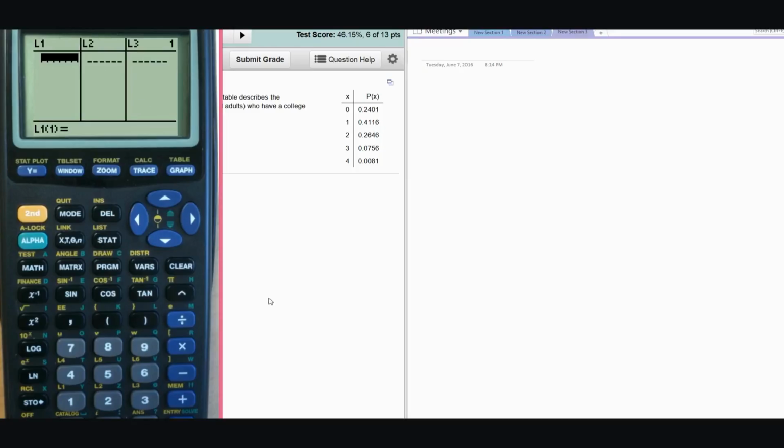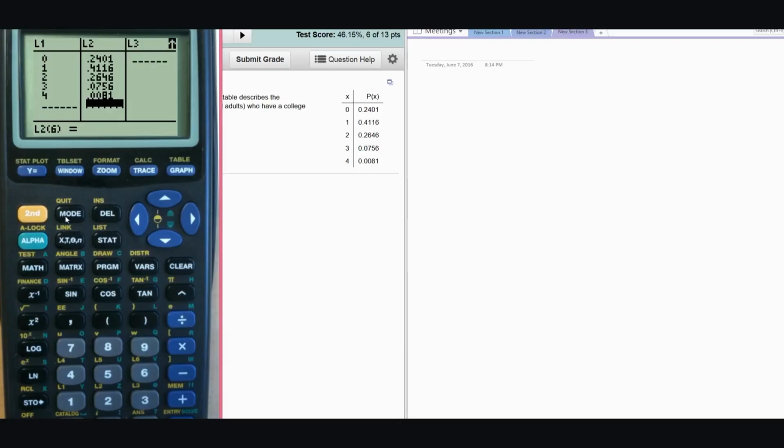And we're going to put the X values in L1. So 0, 1, 2, 3, and 4. And then we're going to put the P of X values here. Sorry, I'm going to pause this while I put the numbers in just so you don't have to watch me do that. Okay, so I have all of the values in L1 and L2.